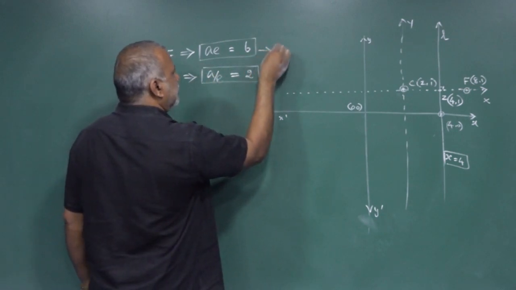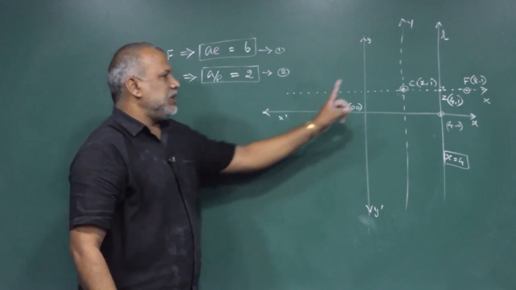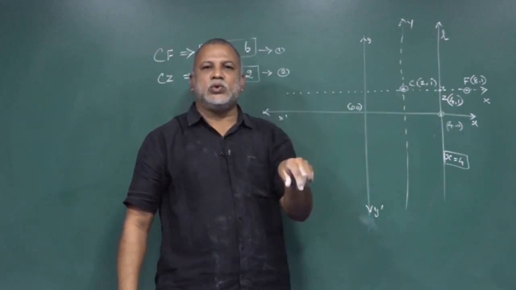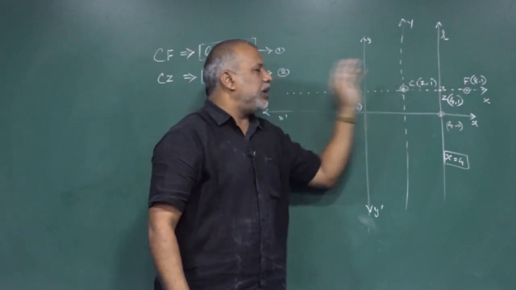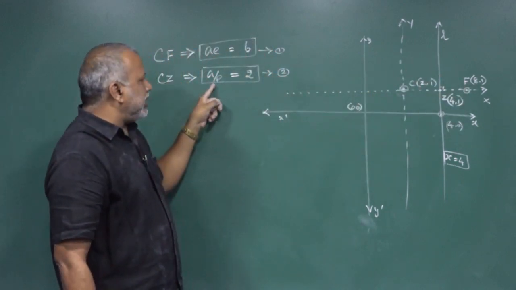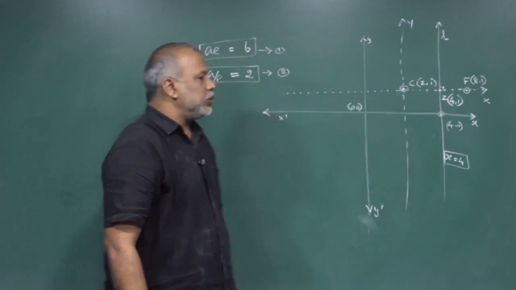Say this is result number 1. Say this is result number 2. So CF is the distance between two points. CF equal to AE, that means 6 units. CZ is denoted by A by E, then it is nothing but 4 minus 2, we get 2 units.